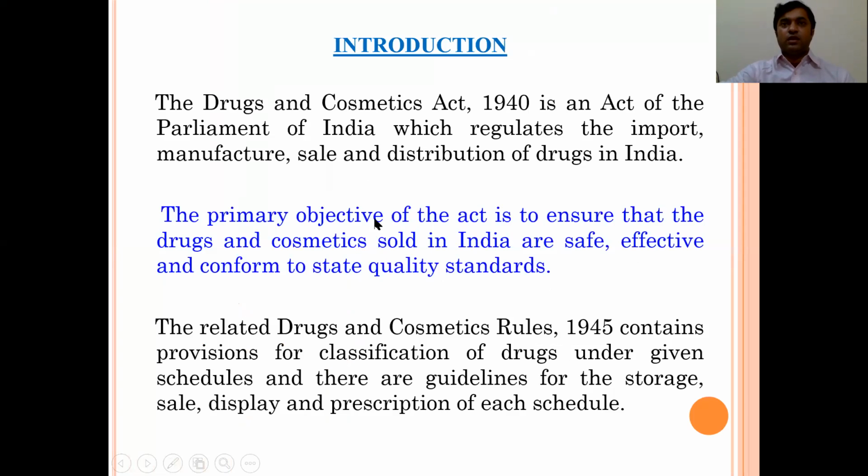Coming to the introduction, Drugs and Cosmetics Act 1940 is an act of the Parliament of India which regulates import, manufacture, sale and distribution of drugs in India. Do you remember we have already discussed this Act in the first chapter of pharmaceutical legislation? I remind you of one point, that is the drug bill. The drug bill is one of the 90 recommendations of the Chopra Committee.